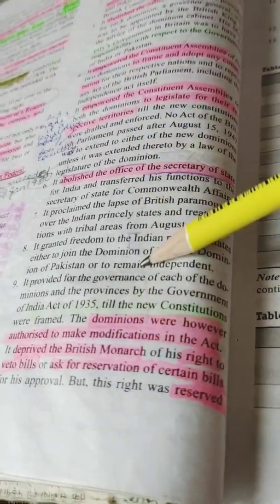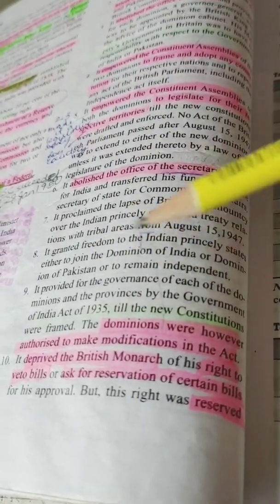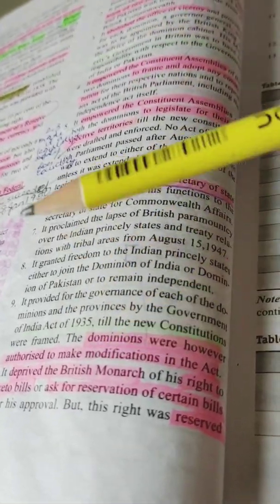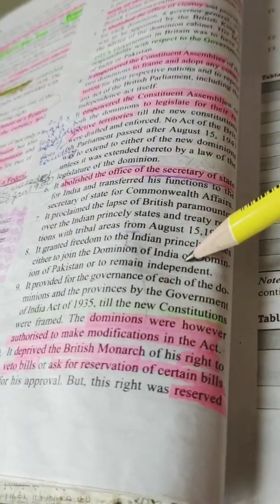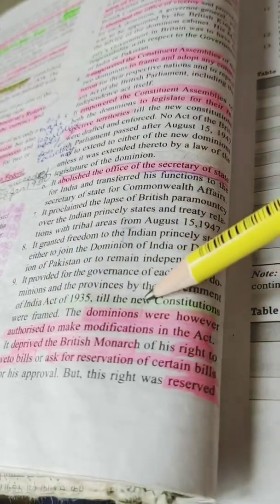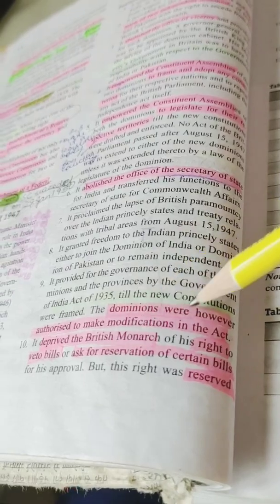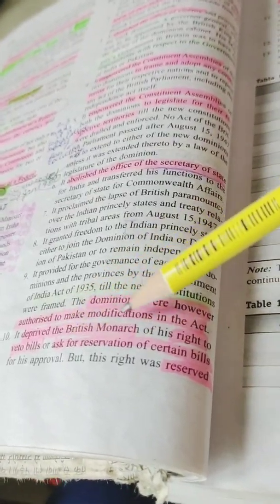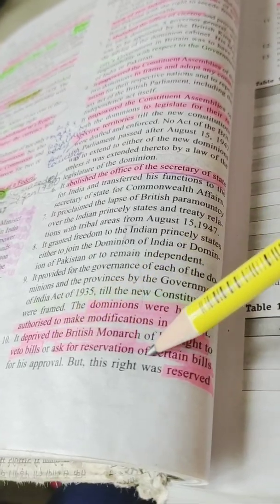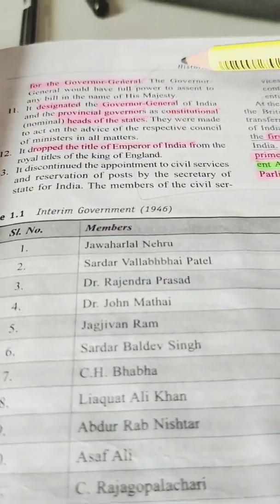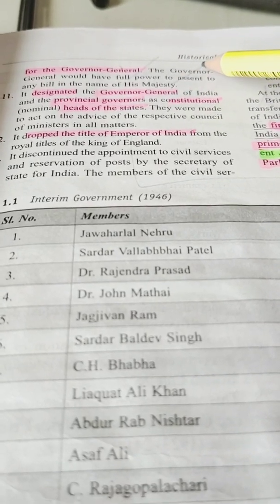We will go through all of these in detail, and then it provided for the governance of each of the dominions and provinces by the Government of India Act 1935 till the new constitution was framed. This is something very relevant. Then the dominions were authorized to make modifications in the act as and how they wanted to. Then it deprived the British monarch of his right to veto bills or ask for reservation of certain bills, but this right was reserved for the Governor General. So the Governor General would have full power to assent to any bill in the name of His Majesty.